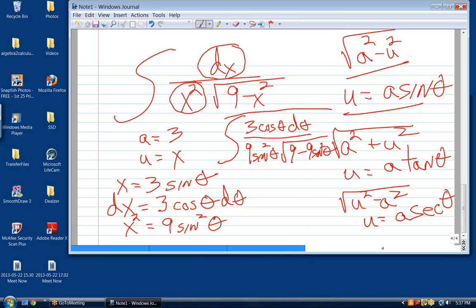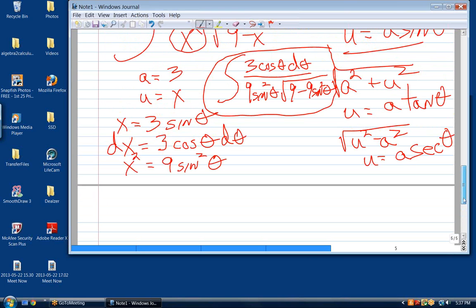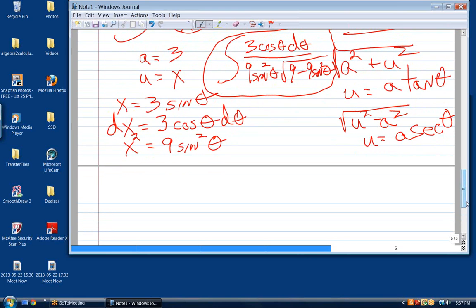So now our entire integral of the polynomial has become an integral of a trig function. Let's try to solve this. Well, this actually solves pretty nicely.